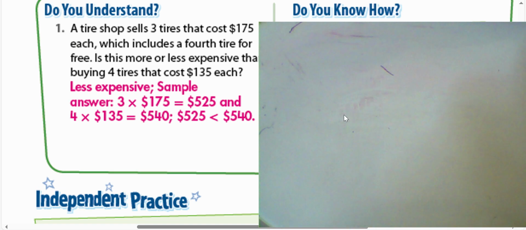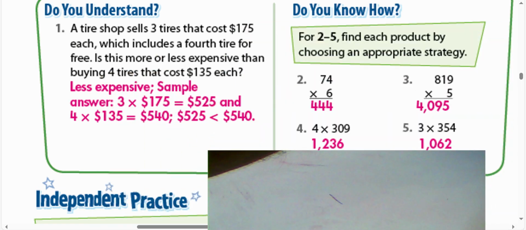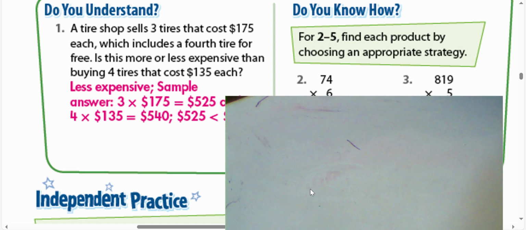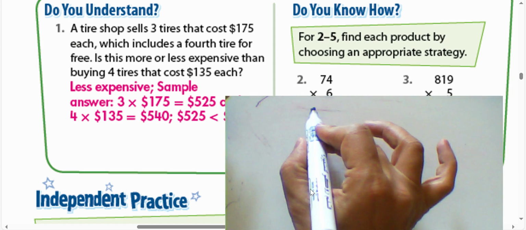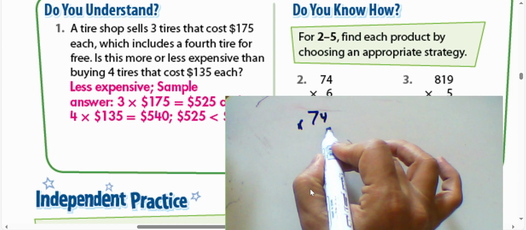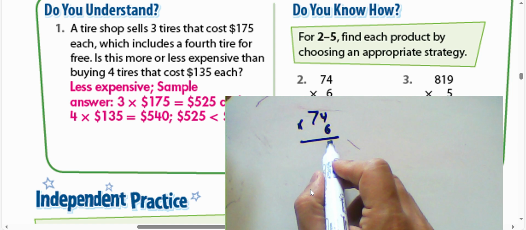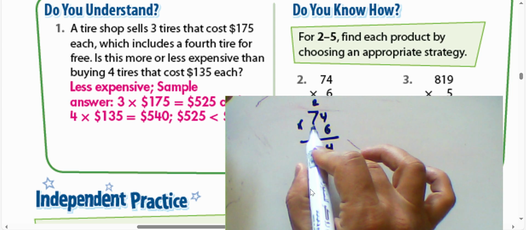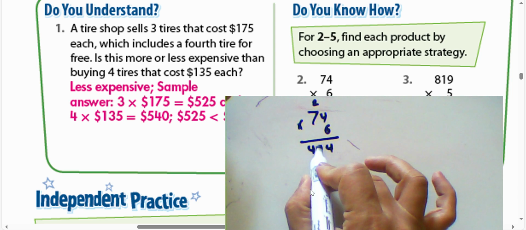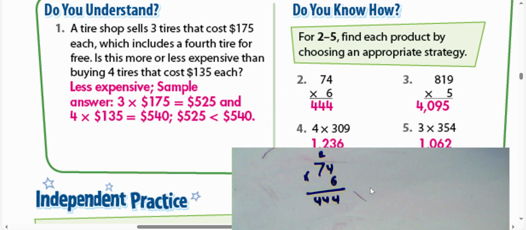Okay, next question. Find the product, this number here. 74 times 6. 4 times 6 equals 24. Write 4 and carry 2. 6 times 7, 42, plus 2 equals 44. And the result will be 444.